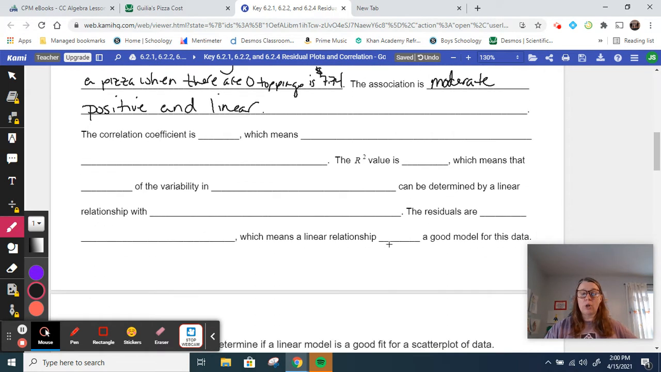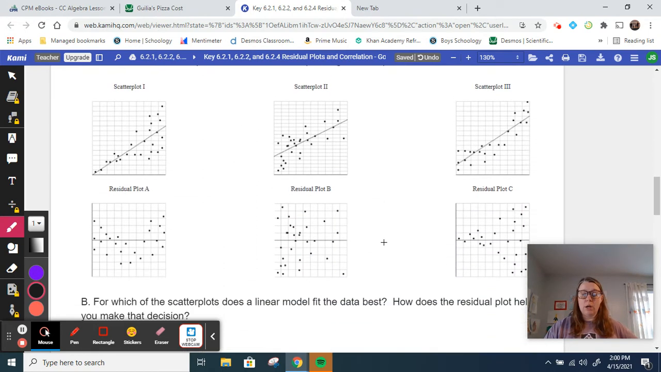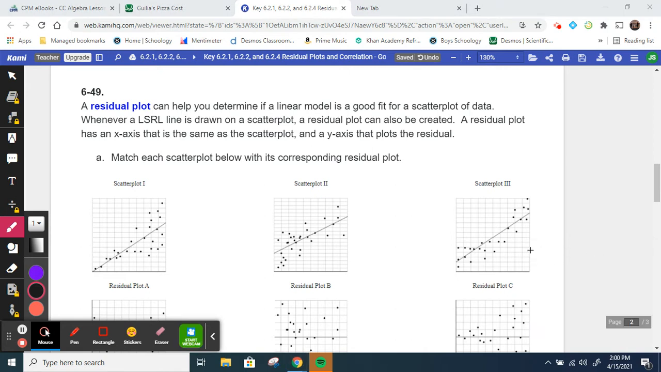All right, so correlation coefficient. Before we talk about that, we're going to talk about the residuals and what the residuals can tell us about whether or not a linear model is a good fit for our data. So a residual plot can help you determine if a linear model is a good fit for a scatter plot of data. Whenever an LSRL line is drawn on a scatter plot, a residual plot can also be created. A residual plot has an x-axis that is the same as a scatter plot and a y-axis that plots the residual.